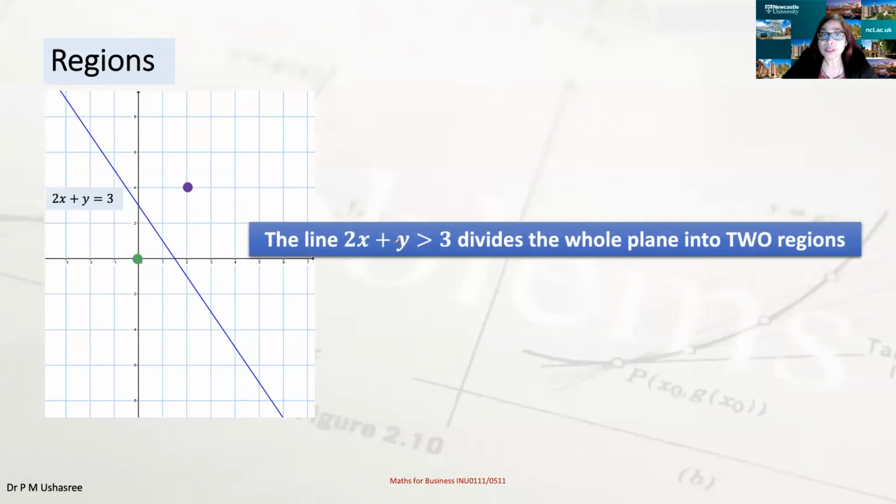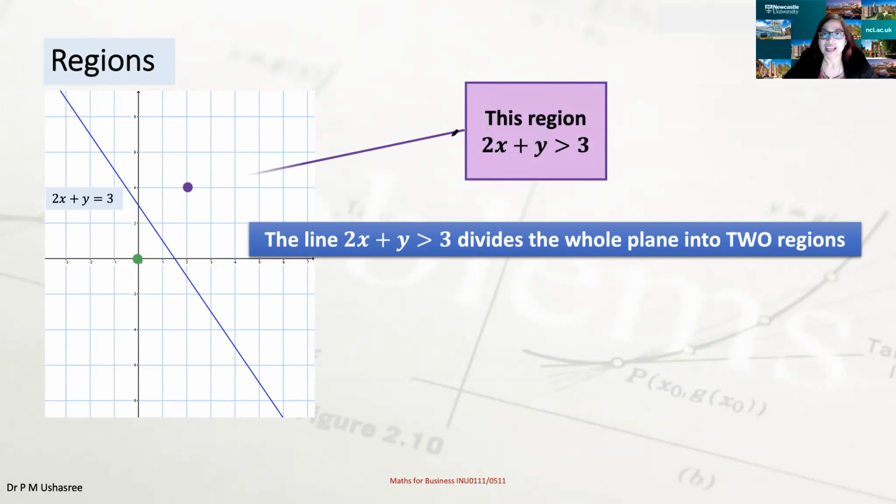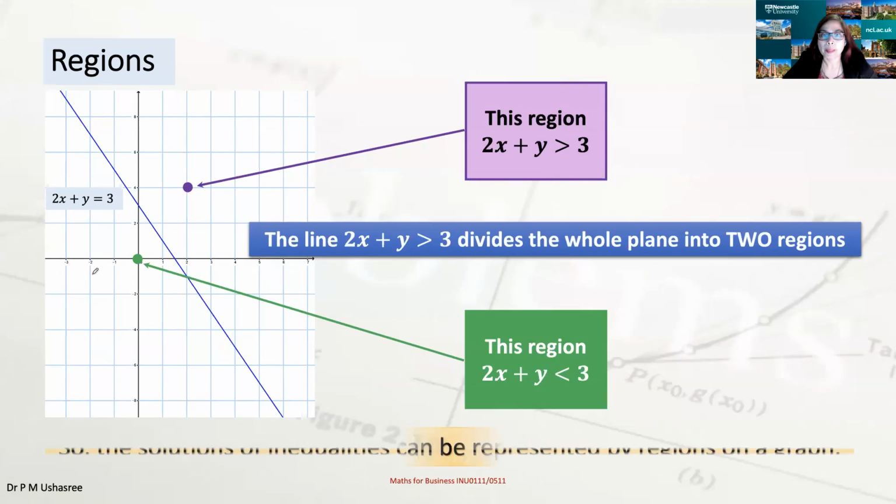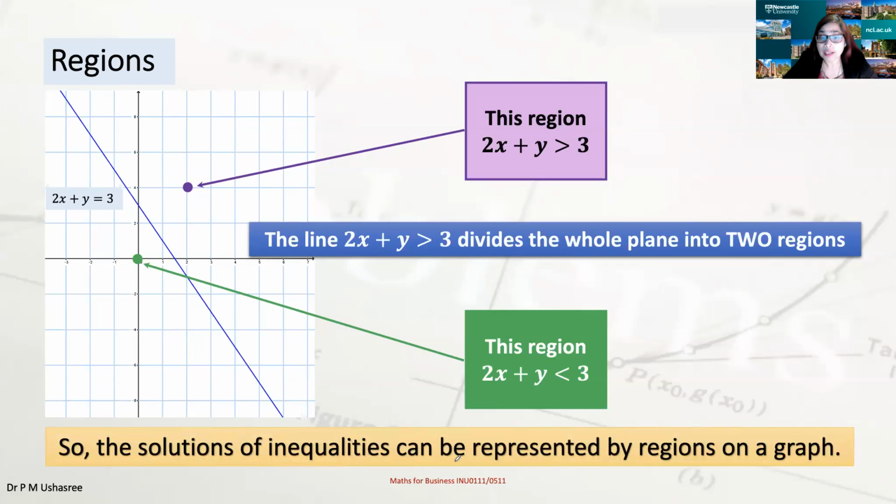So the line 2x + y = 3 divides the whole plane into 2 regions. This region is 2x + y greater than 3, and this region is 2x + y less than 3. So the solutions of inequalities can be represented by regions on a graph.